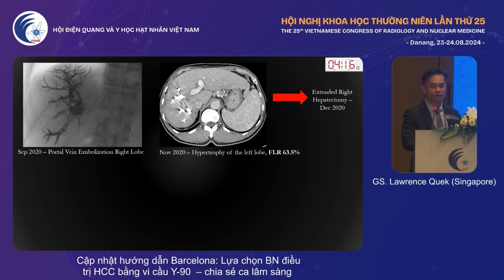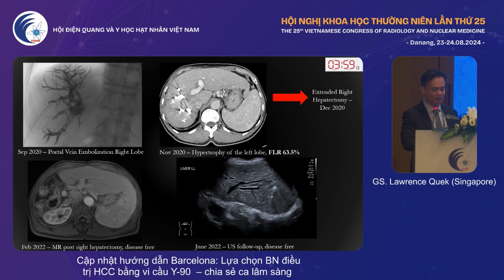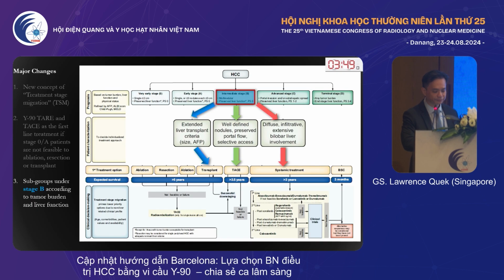The time to do portal vein embolization to the right lobe. Okay. 2 months later, there's hypertrophy of the left lobe, which is clearly seen, and the future liver remnant has gone up from what used to be below 40% to 63.5%. And the patient subsequently had extended right hepatectomy, followed by post-op MR and then ultrasound follow-up, which shows no recurrence. So it was a good outcome for this patient in terms of using Y90 to bridge the patient over to resection. Now let's move on to the intermediate stage.